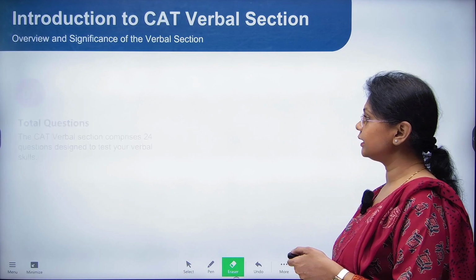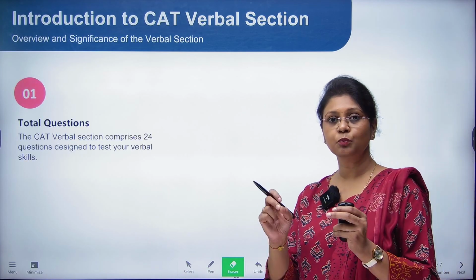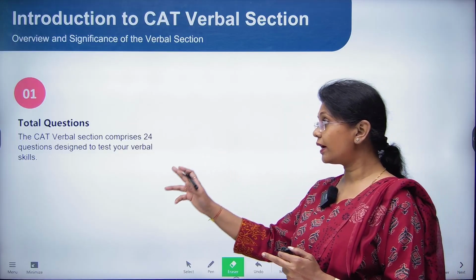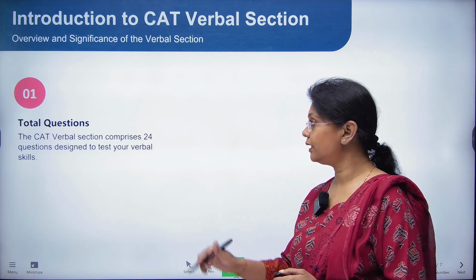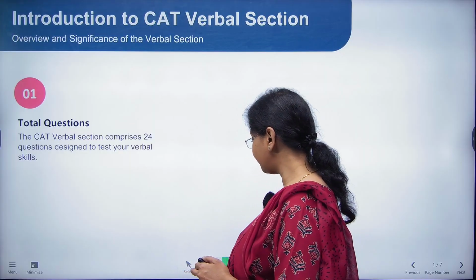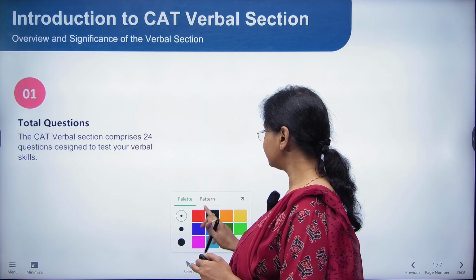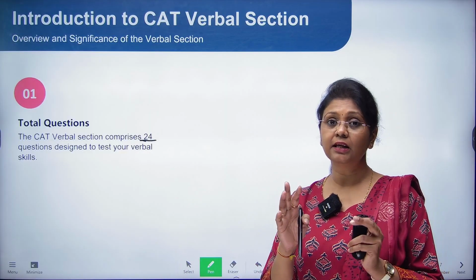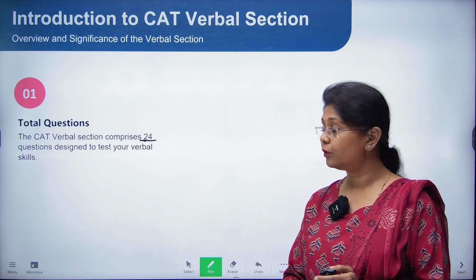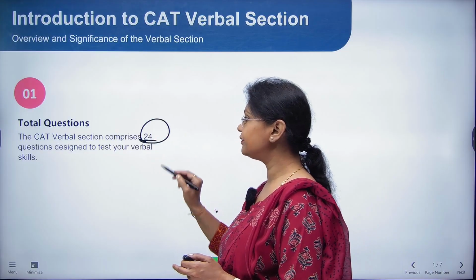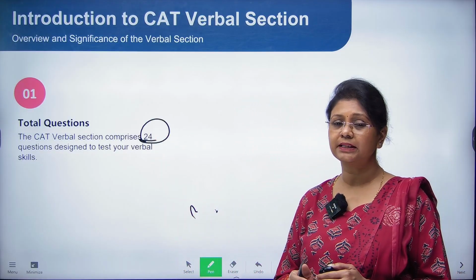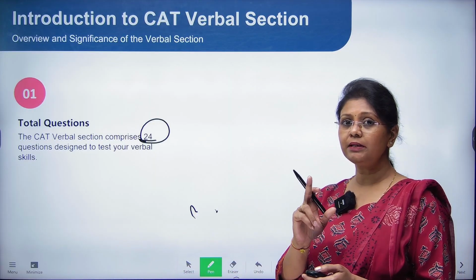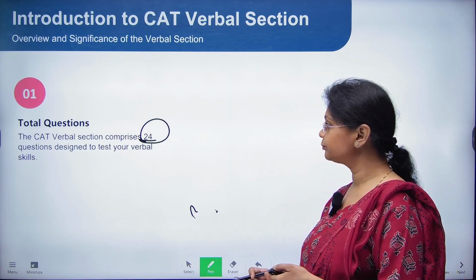When you talk about this VARC section, it has verbal ability and reading comprehension. The entire section has a total of 24 questions. In last year's paper, that was CAT 24, the entire verbal section had a total of 24 questions designed to test your verbal skills, or better, your comprehension skills. So remember the total number, it is 24 questions.